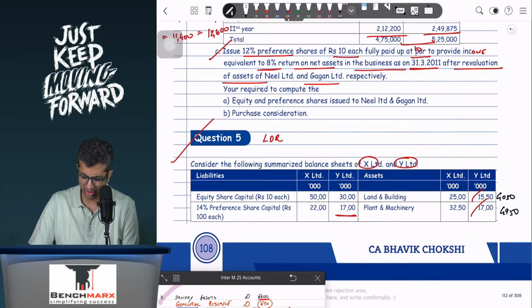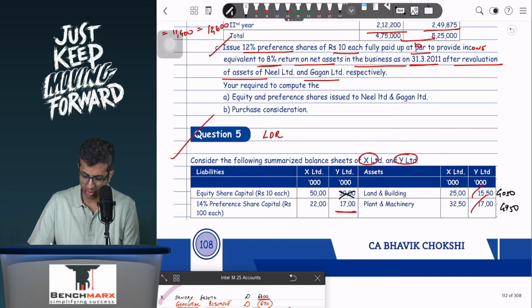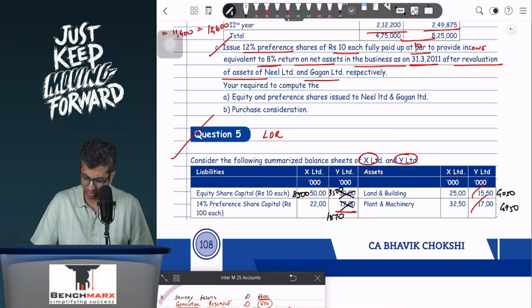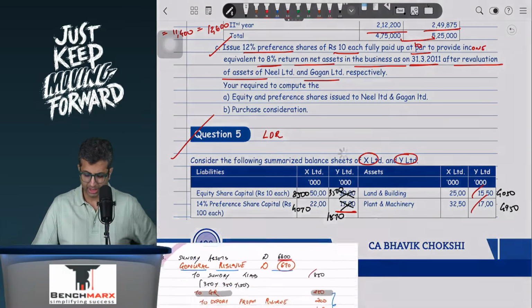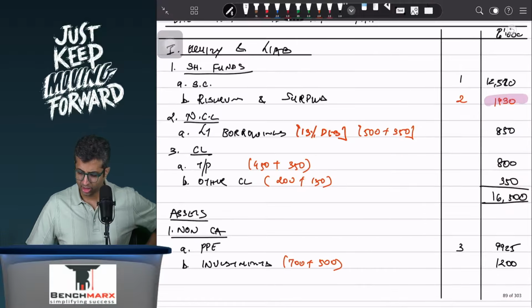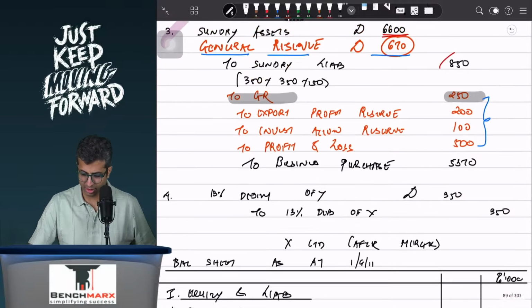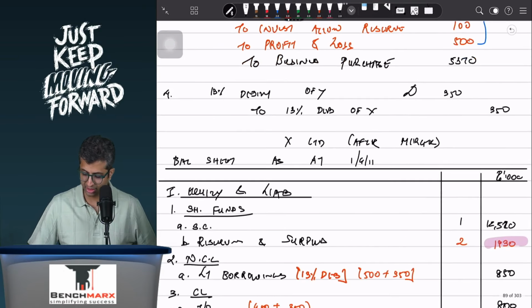Now when I look at purchase consideration, I will not take over the share capital. In fact, I will issue my own shares for 3500 and own preference shares worth 1870. So if I look at this, what, 8500 on the equity share capital and 2200 and 1870, 4070 on the preference share capital, and that is about it. Now if you look at this balance sheet, you look at 4070 and 8500, we get 12,570, perfect.